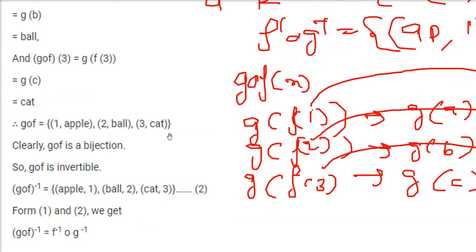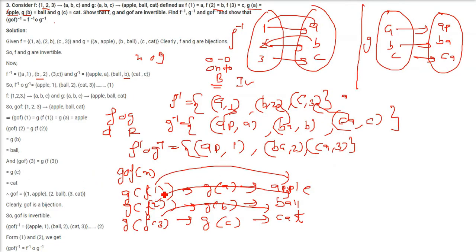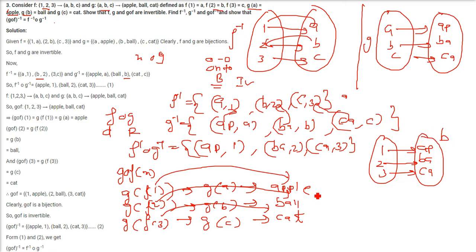What will be gof inverse? First of all, gof is 1, 2, 3 and apple, ball, cat. It is 1-1 and onto also, that is, it is bijective. So the inverse will exist. What is gof inverse? You change the position now: apple comma 1, ball comma 2 and cat comma 3. This is your gof inverse.